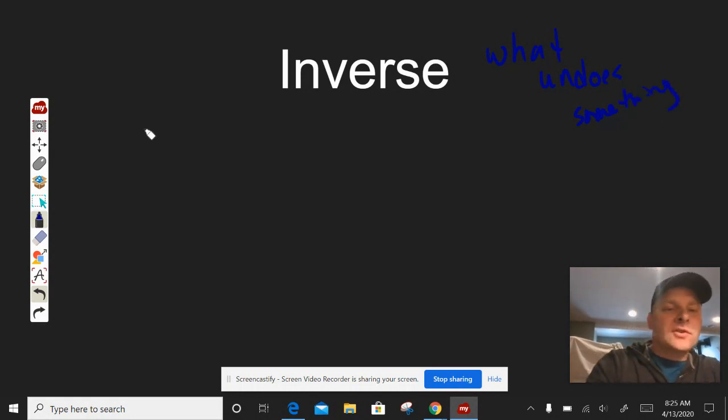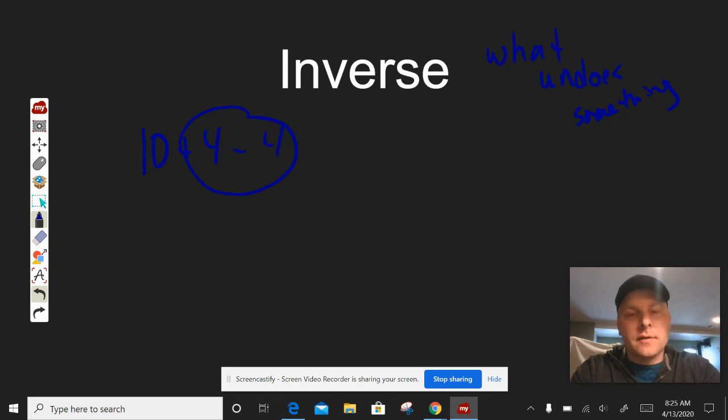For example, if you start with a number 10 and you add 4, to get it back to 10, you have to subtract 4, right? Plus 4, minus 4, you could say those are inverses of each other. Addition and subtraction, you guys have known that for a long time. Obviously, multiplication and division, if you take 10 and you multiply it by 2, if you want to undo that, then you divide by 2, and that gets you back to 10.